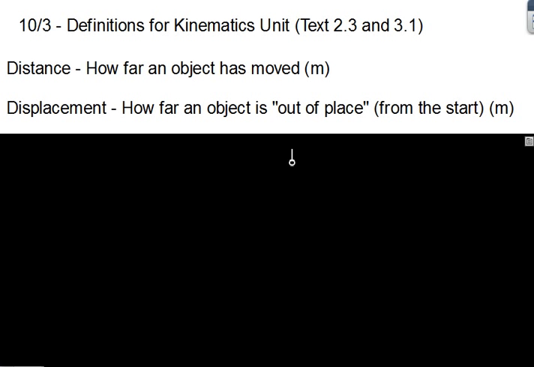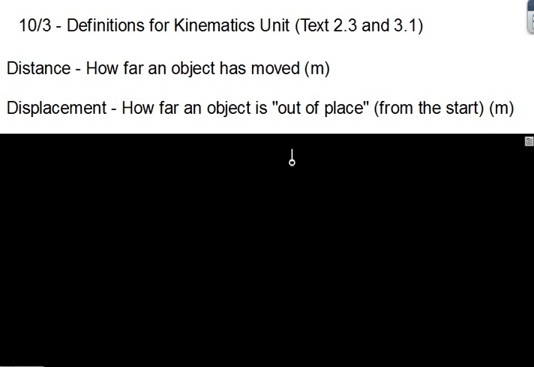The next definition is displacement. That's how far an object is out of place. To displace something is to move it out of place. And when we say out of place, we mean from the start. And that's also measured in meters. So that, again, when we talked about if you walk down the 30 meters and then walk back to the start, your distance is 60 meters. That's how far you've moved.